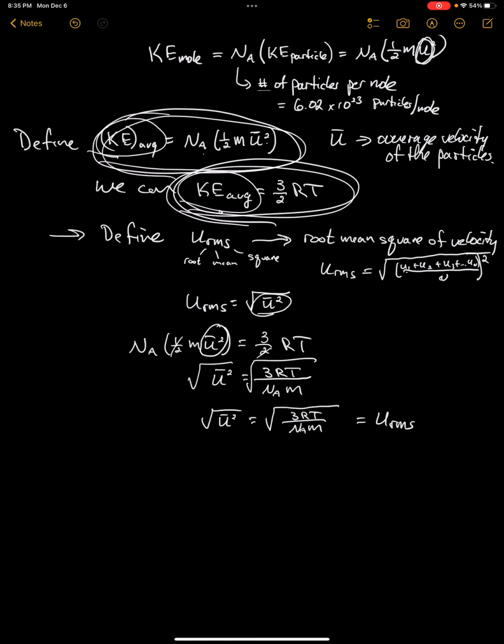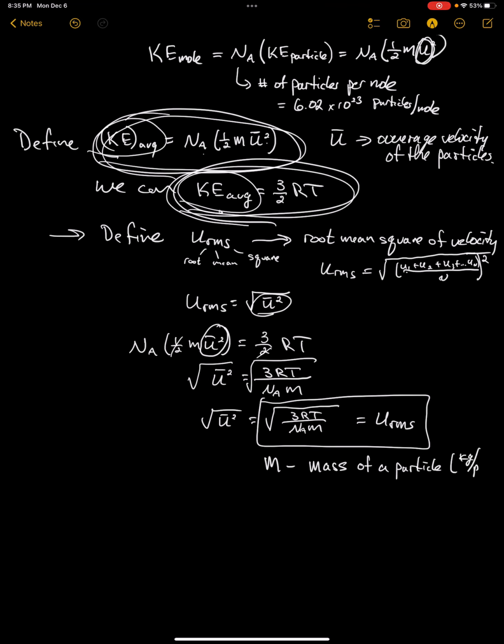Okay? All right, so I'm going to put a box around this because we're going to talk about this a little bit more. And just note, just so that you have some understanding of the terms that are in this equation, just remember that m is the mass of a particle. So this is going to have units of kilograms per particle. I mean, I say kilogram, but the mass is like times 10 to the minus 10th or something. And then N_A is the number of particles in a mole.